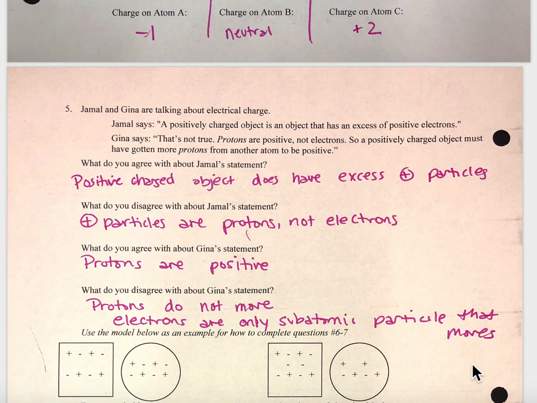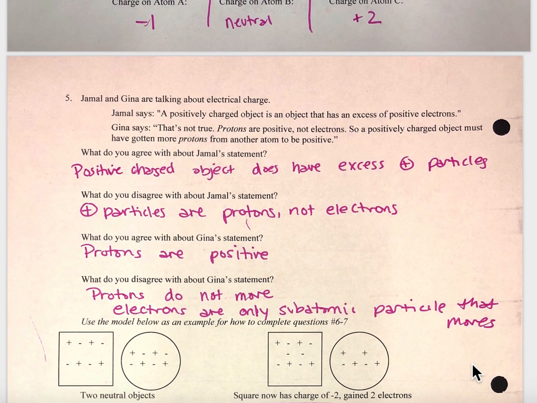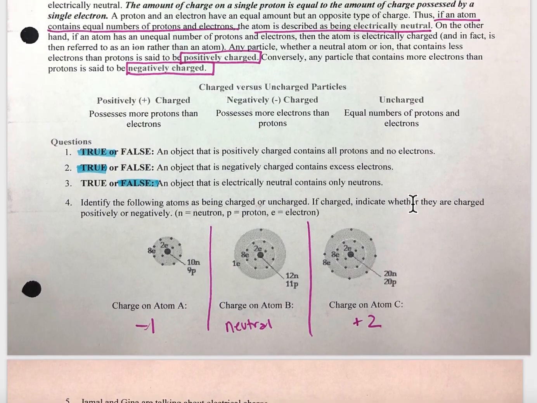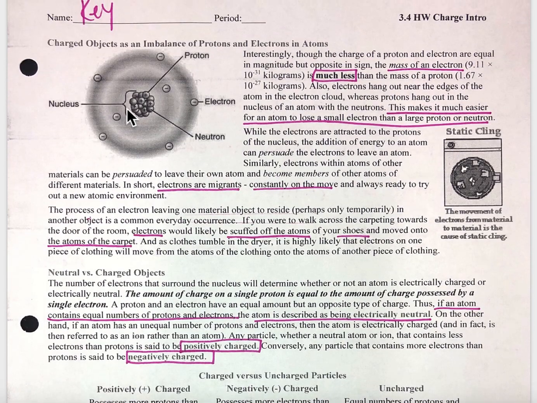For Gina, we can say that yes, protons are positive, and then we can say protons do not move, only electrons move. Again, if we look at the actual structure of the atom, protons and neutrons are in the center. In the atoms we deal with in this class, protons are never going to move. We are only going to have electrons move.